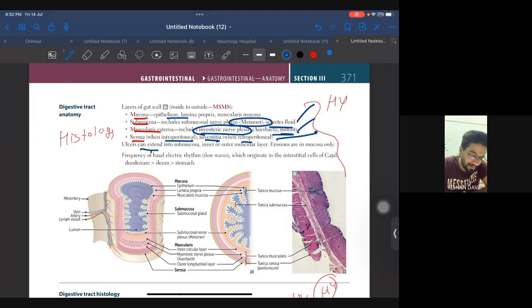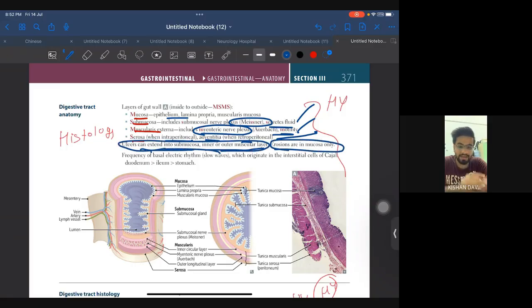Now ulcers can extend into the submucosa, inner or outer muscular layers, but erosions are only in the mucosa. Okay, they will ask you which of the following is correct. They will ask you questions like this here also. So you should know the definition of erosions and ulcers and where they occur. Okay, they will twist the points over here.